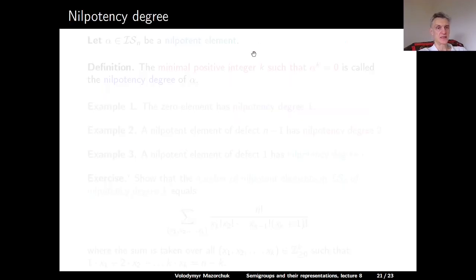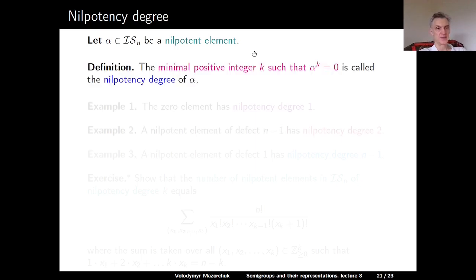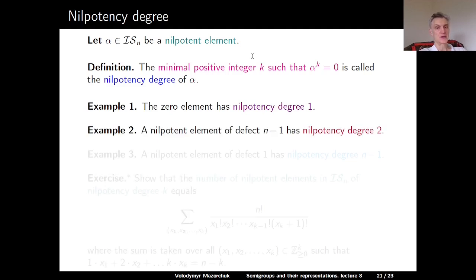And finally, let us discuss the notion of nilpotency degree. Let alpha be a nilpotent element in ISN. Definition: the minimal positive integer k, such that alpha to the power k is equal to 0, is called the nilpotency degree of alpha. For example, the 0 element has nilpotency degree 1, and a nilpotent element of defect n-1 necessarily has nilpotency degree 2. Also, a nilpotent element of defect 1 necessarily has nilpotency degree n-1.